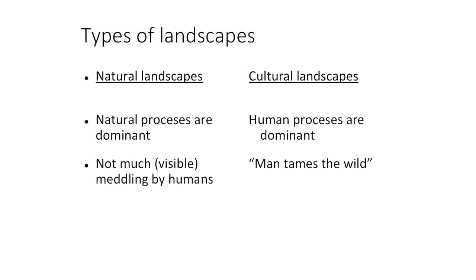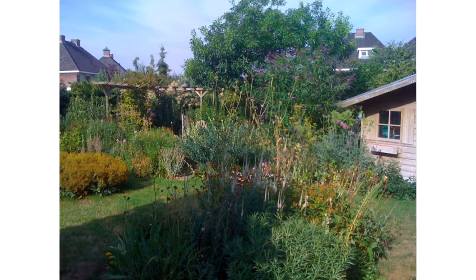that we've discussed this in the Terschelling course as well, where we said that the dunes and the Vod itself were natural landscapes, where the natural processes are 100% dominant, and there isn't a lot of visible meddling by humans. And in cultural landscapes, the human processes are dominant, and it's the story of man taming the wild. Man being the English word for people, and it includes women as well, as clearly shows.